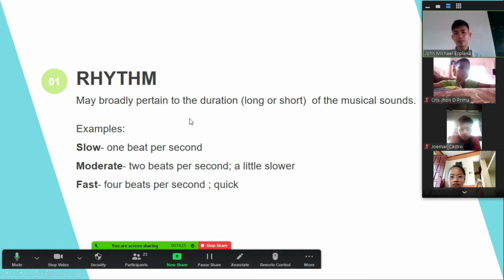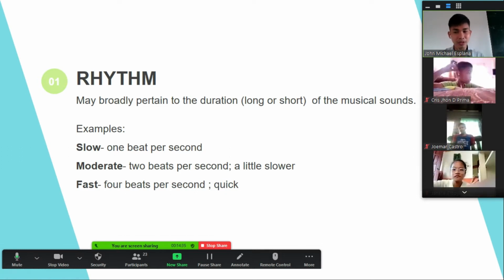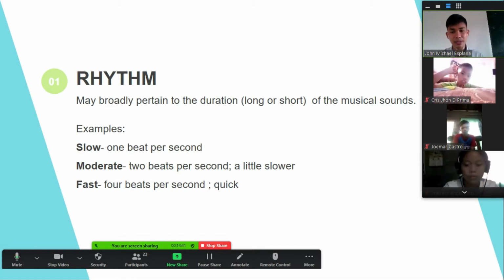There are examples of how we categorize rhythm. The first one is the slow rhythm. Slow rhythm means 1 beat per second. So per second there must be only 1 beat. For a moderate rhythm, 2 beats per second. So it's a little bit slower as compared to fast. For fast rhythm, 4 beats per second. That's the quickest one.